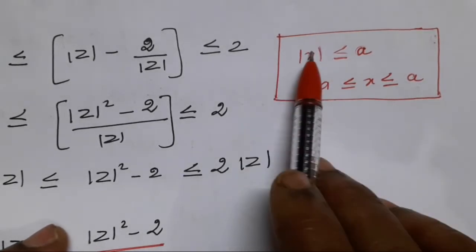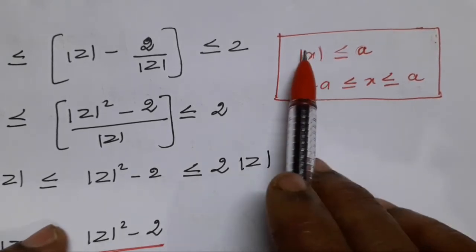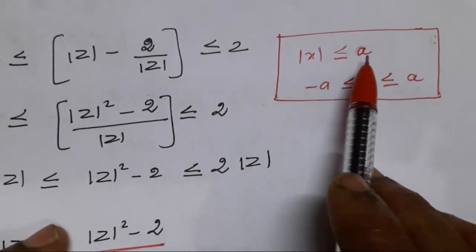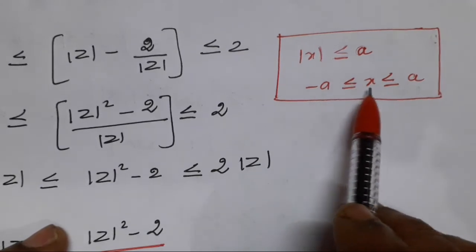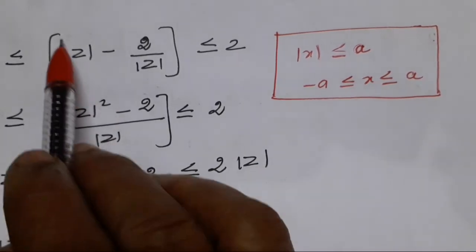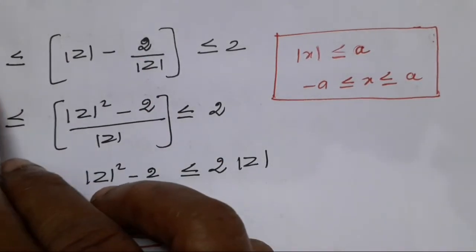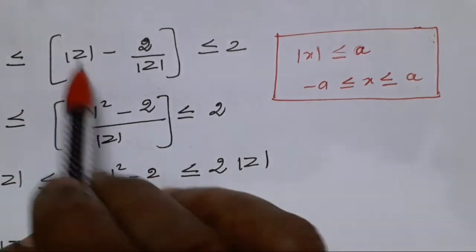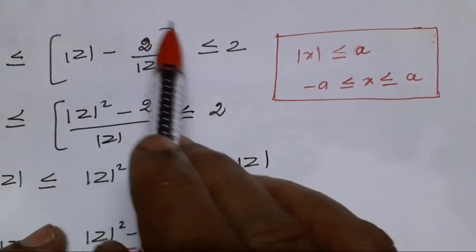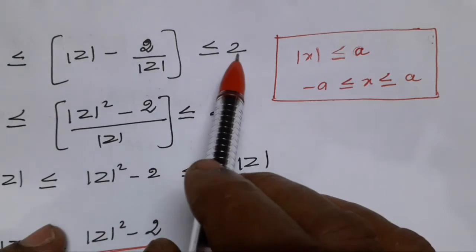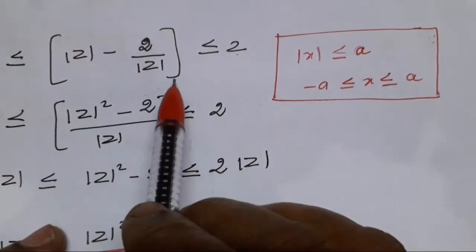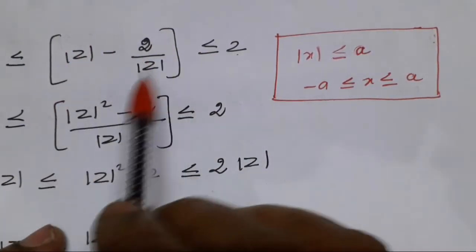The modulus of x less than or equal to a is rewritten as minus a less than or equal to x less than or equal to a. Similarly, the modulus value less than or equal to 2 is rewritten as minus 2 less than or equal to the expression, which lies between minus 2 and plus 2.